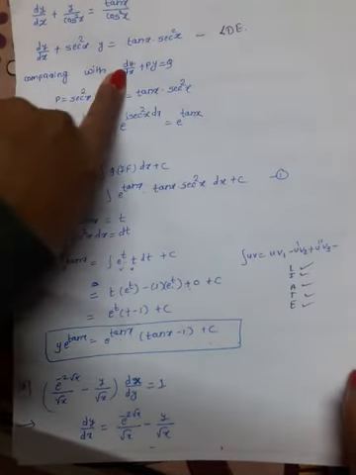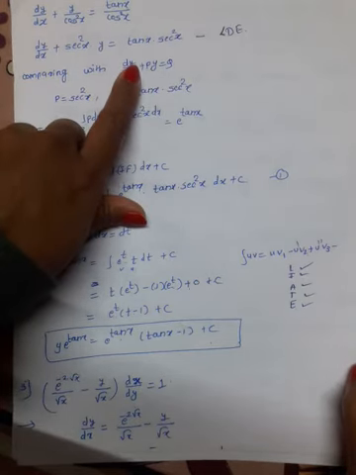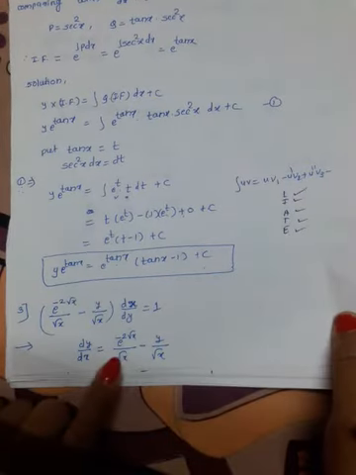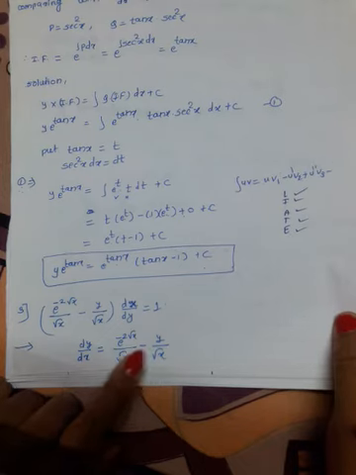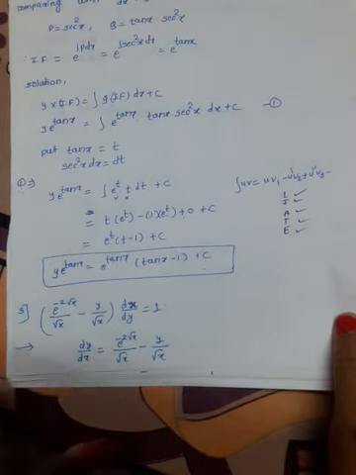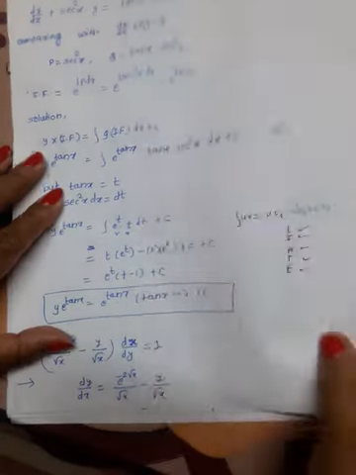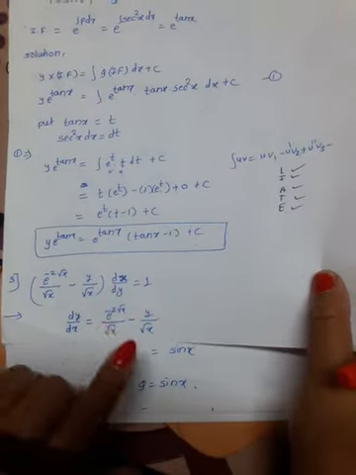dy by dx should be on the LHS, and the term which consists of y should also be on the LHS. Of these two terms, the one that consists of y is this term. That's why this term should be moved to the LHS. That will become our linear differential equation. Okay. Therefore, the next step is to take this term on this side and keep this as it is here.